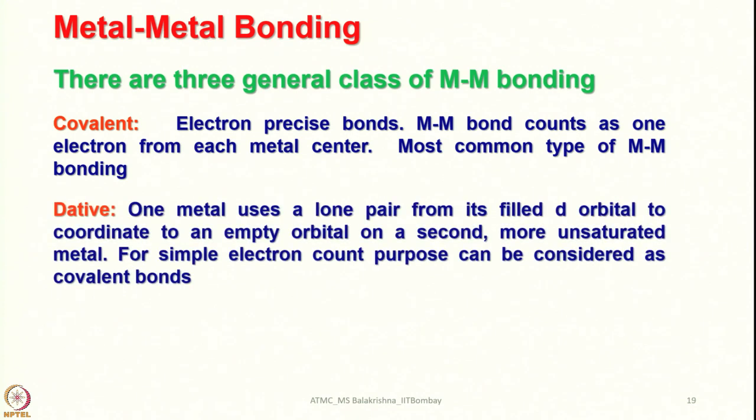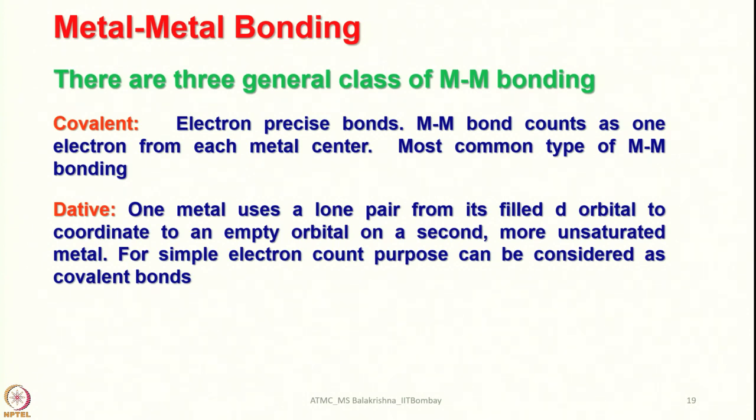Then we have another type of bonding called dative bonding. One metal uses a lone pair from a filled d orbital to coordinate to an empty orbital on a second, more unsaturated metal. For simple electron count purposes, it can be considered a covalent bond. But here one metal is electron rich and the other is electron poor with a vacant orbital, so that electrons can be given, very similar to Lewis acid and Lewis base interaction. That is called a dative bond.